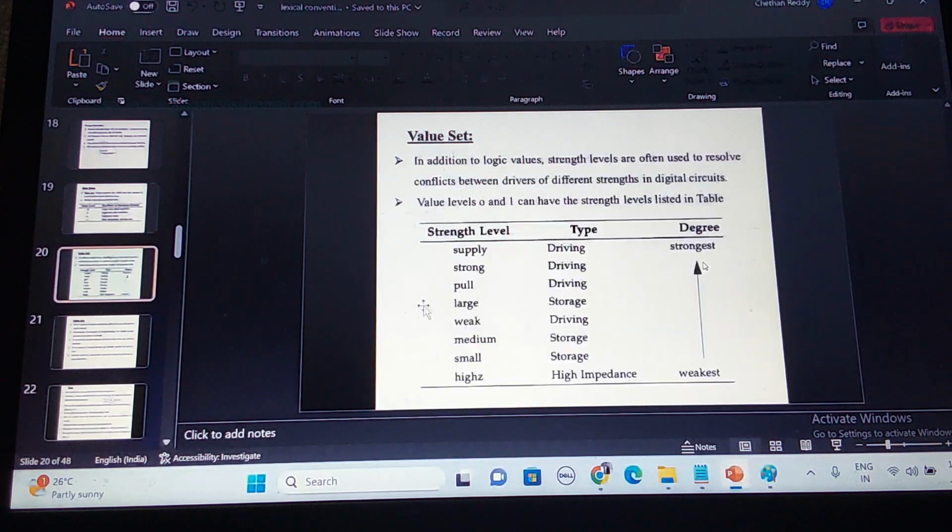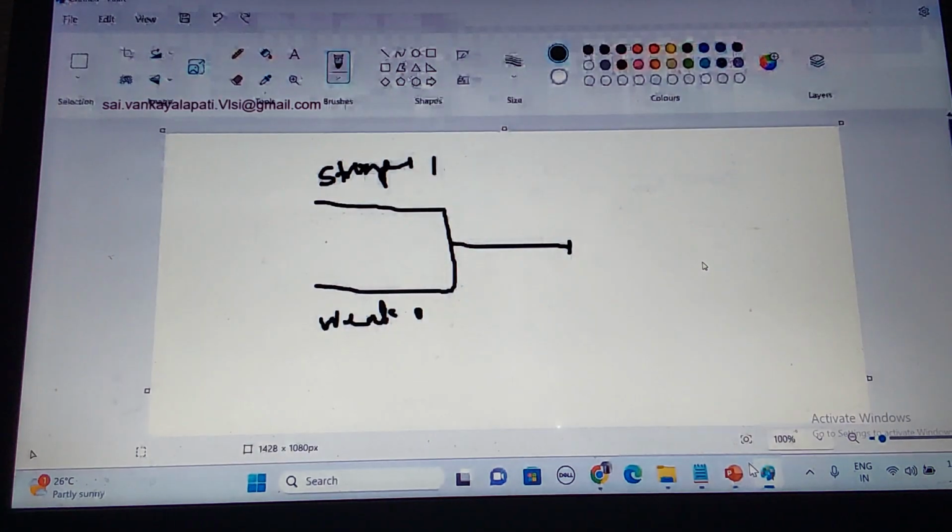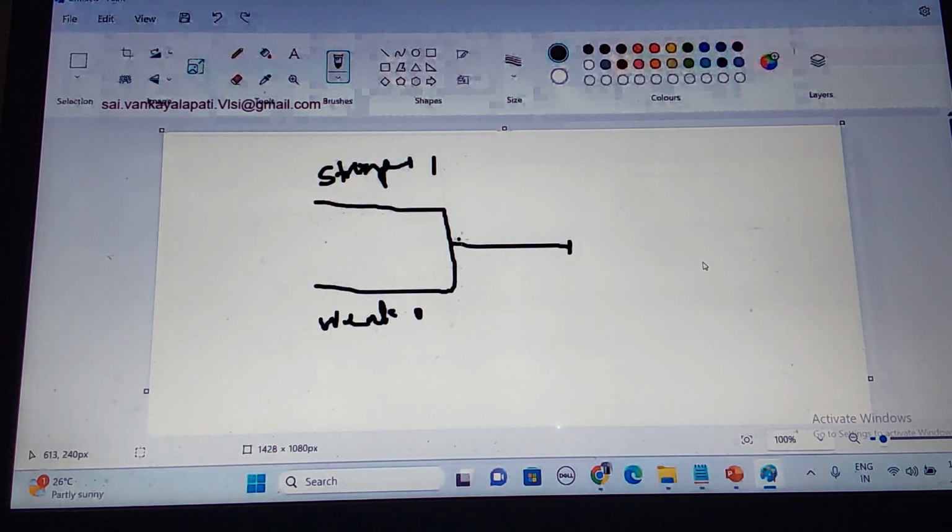So you can understand? These are some of the 8 strengths we use to model real hardware. Okay, this is one example I'm writing here. There are two signals which collide with each other. The output I'm going to get is based upon this strength. Strong 1 is strong and weak 0 is weak. So between these, it is going to select the output as 1. Strong 1. Correct? This is all.